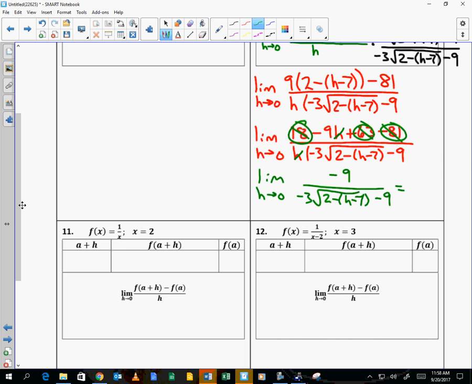That's like saying that 3 over 3 plus 5, you could just take off the 3's and get 1/5. Can't. Very intelligent. Thank you. All right. Let's plug in 0. Plug in 0 for h. What do you get here? Square root of 9 times negative 3. Negative 9 minus 9. Negative 9 over negative 18. Positive 1/2.